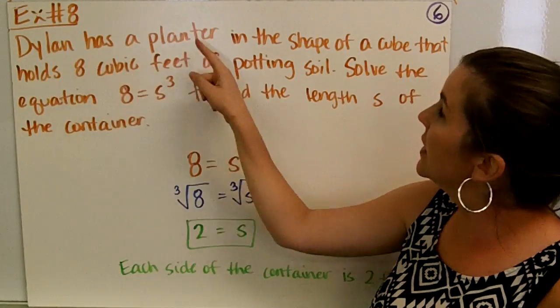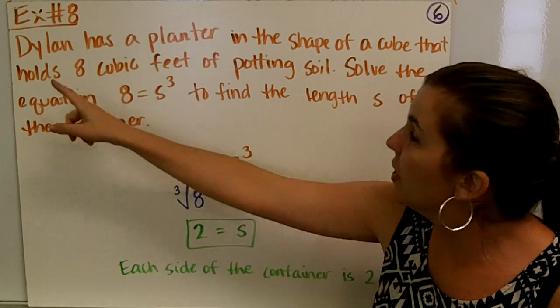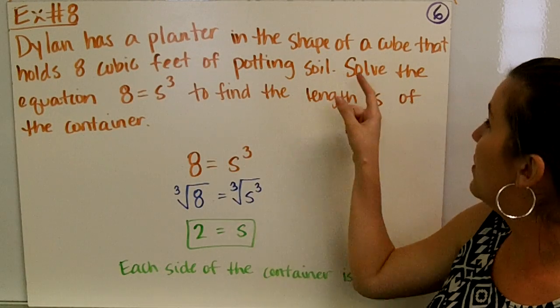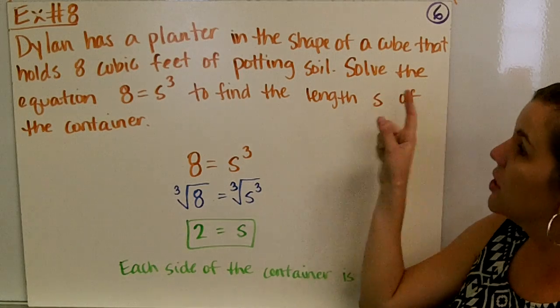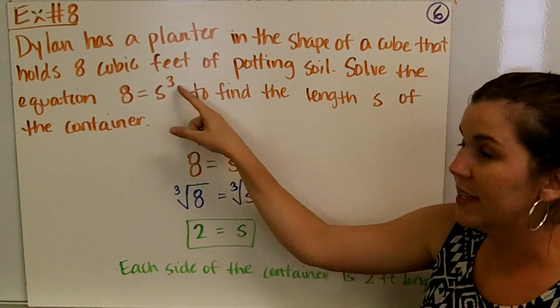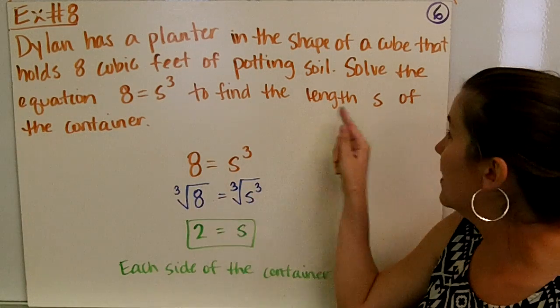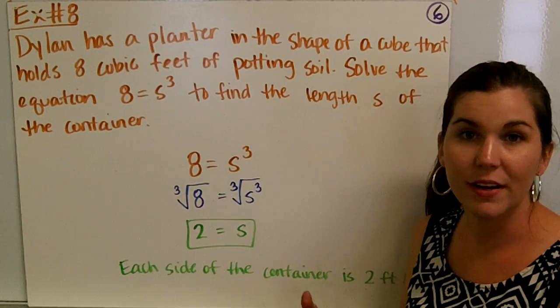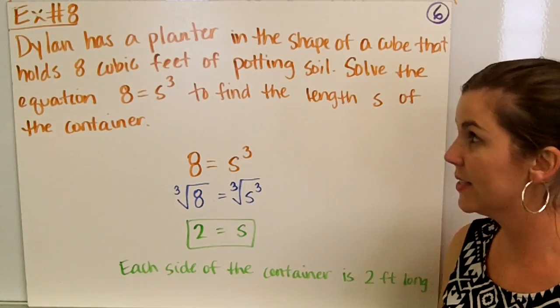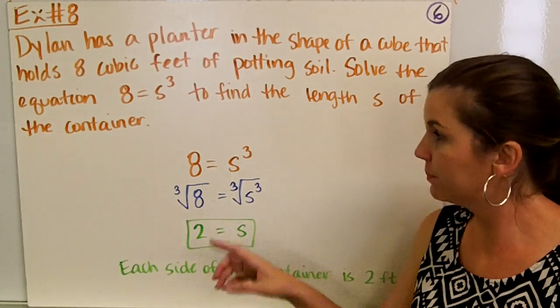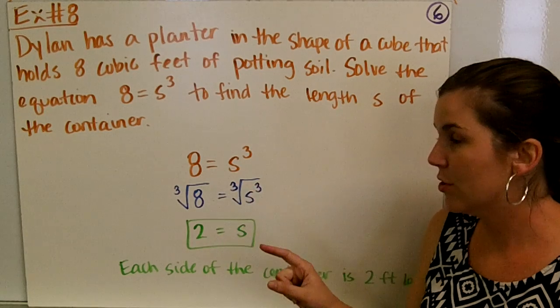Example number 8: Dylan has a planter in the shape of a cube that holds 8 cubic feet of potting soil. Solve the equation 8 equals s to the third power to find the length s of the container. So we want to find out how long one side is, and it's in the shape of a cube. So 8 equals s to the third power.